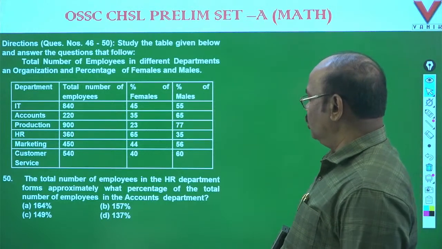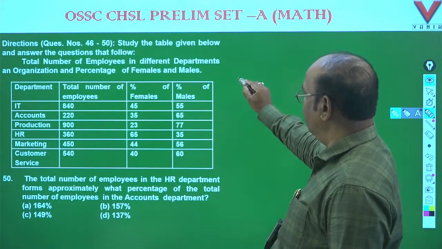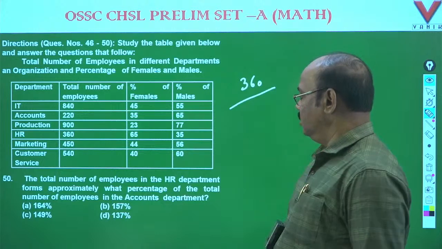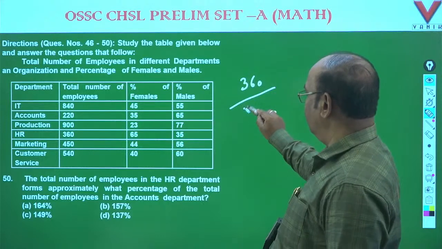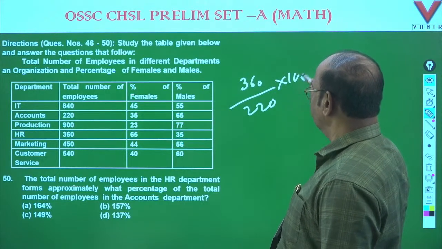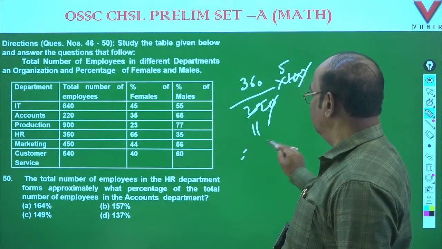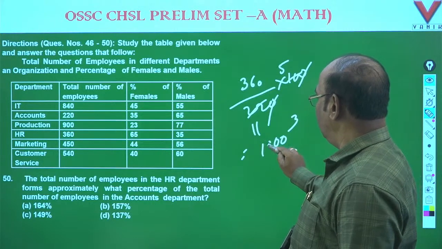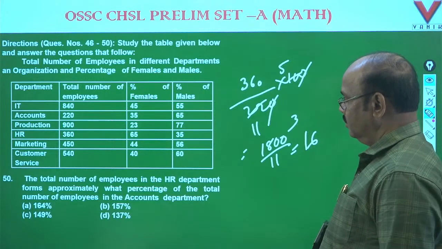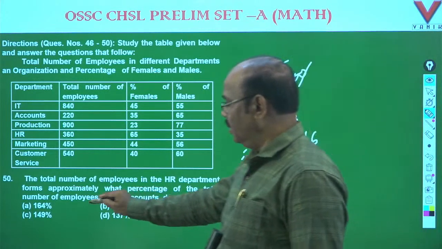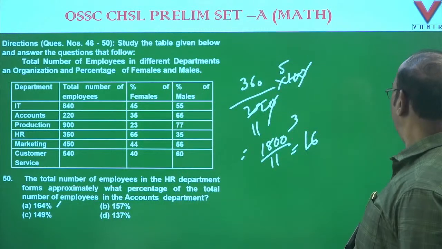The total number of employees in the HR department, HR means 360, forms what percentage of the total number of employees in the accounts department? Accounts is 220. 360 into 100 divided by 220, which gives 1800 divided by 11, about 164. The option is A. Next question.